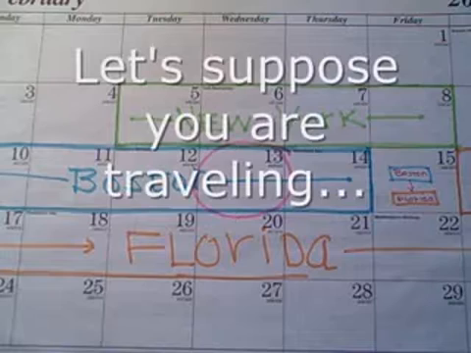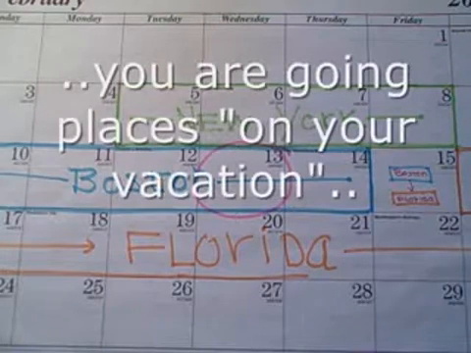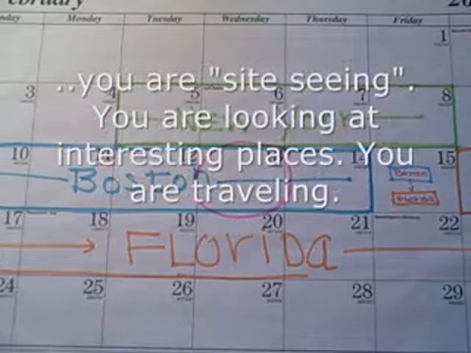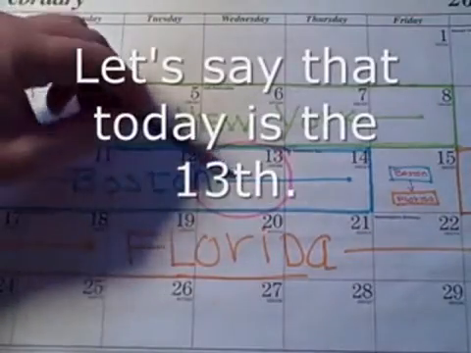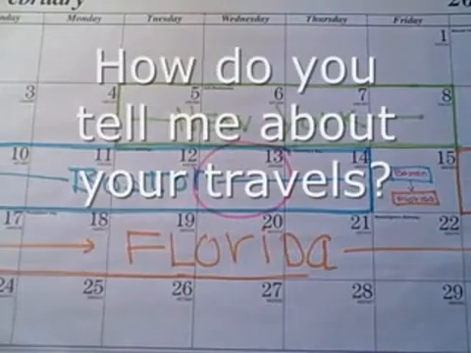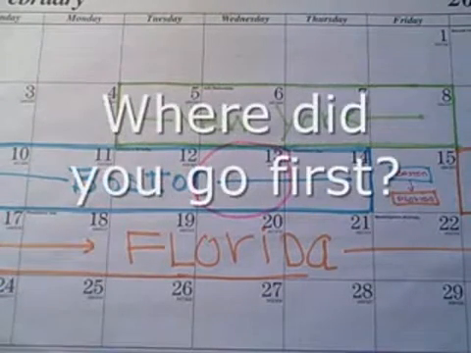Let's suppose you are traveling, that you are going places on your vacation. You are sightseeing. You are looking at interesting places. You're traveling. Let's say that today is the 13th. How do you tell me about your travels? Where did you go? Where did you go first? If today is the 13th, where did you go first?